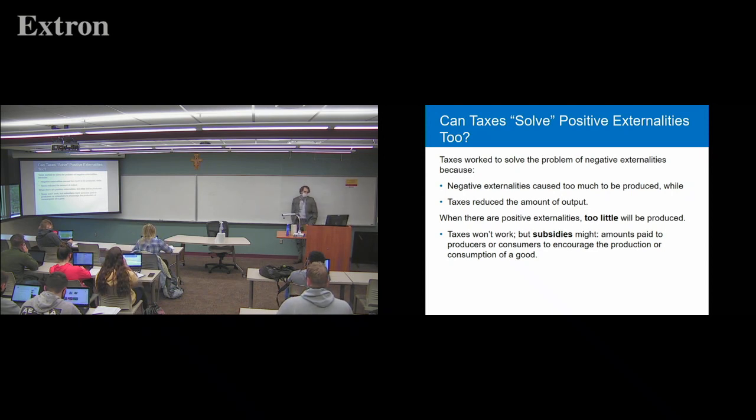So taxes can work to solve the problem of negative externalities, because negative externalities cause too much to be produced. Because there's this overproduction, because the firms don't take into account the total social cost, you can do this.